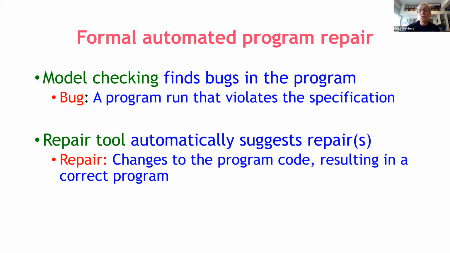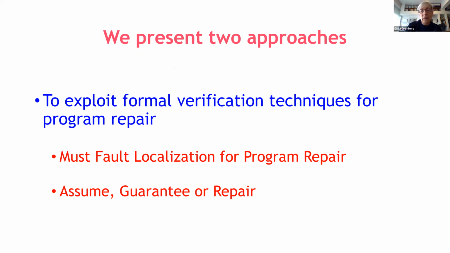So what are we going to do when we use formal methods? We have a model checker that finds a bug in the program, where a bug is a program run that violates the specification. And we have a repair tool that automatically suggests repairs, where a repair is a change in the program code resulting in a correct program. We present two approaches to automatic program repair. Both exploit formal verification techniques in a different way.